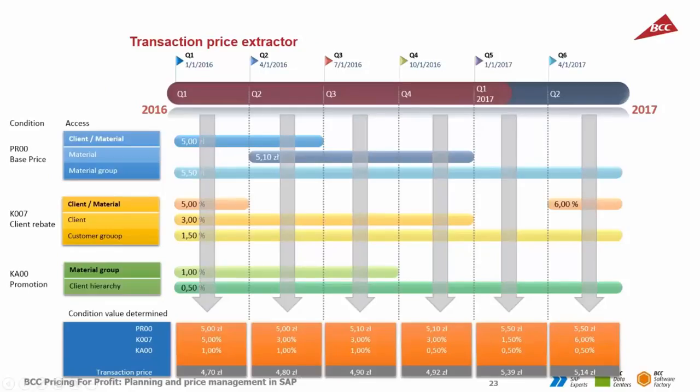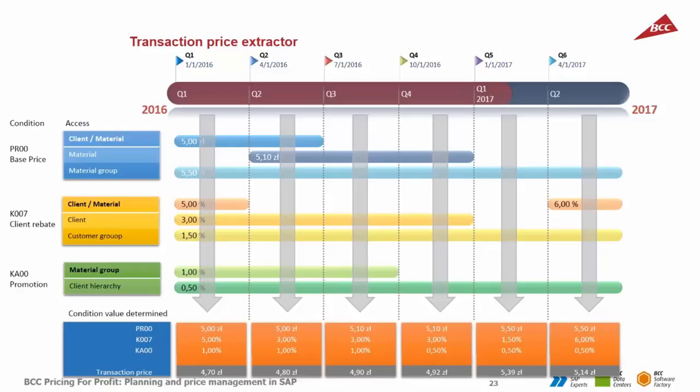Okay. To sum up, as I mentioned earlier, the transaction price extractor performs calculations at various stages, just as in the pricing condition extractor. In the first stage, it looks for pricing conditions that may affect the price of a material for a given customer in specified time intervals. That is all the colorful stripes. In the second stage, it determines intervals in which the value of a given condition changes that could have an impact on the change in the transaction price.